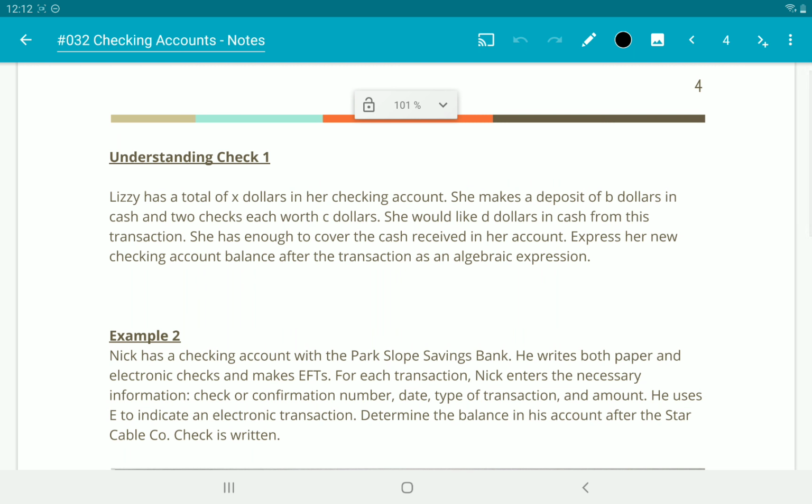So, understanding check one. If Lizzie has a total of X dollars in her checking account, so we're starting with X, she makes a deposit. Okay, so this is the starting number. So this is the starting amount.